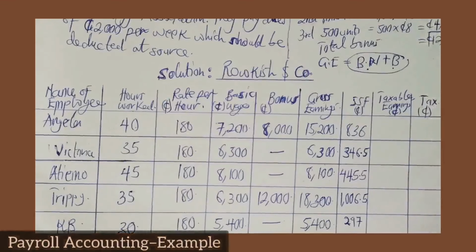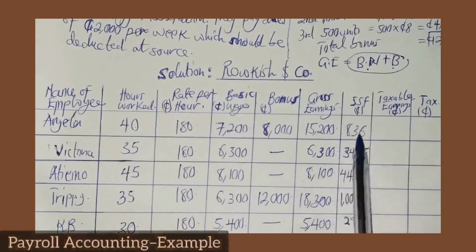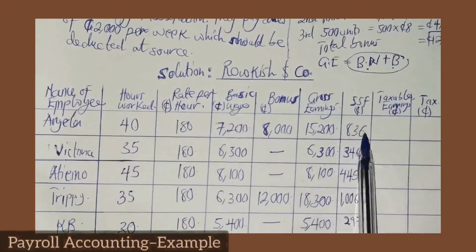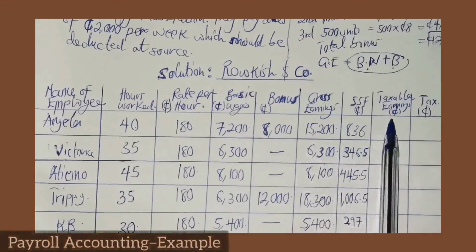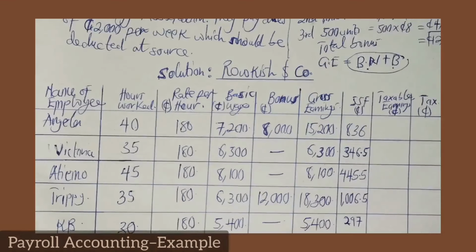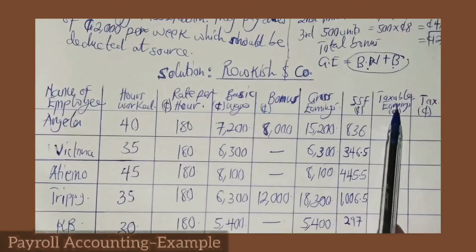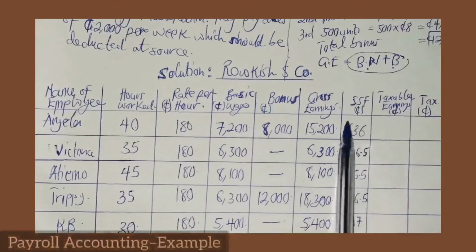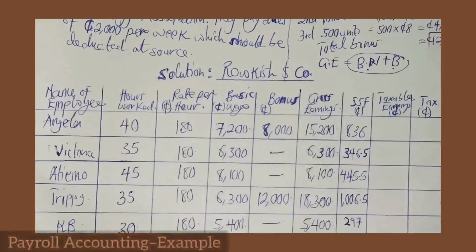The taxable earnings, this is what you're going to do. You subtract your SSF, which we said is a statutory deduction, which is first subtracted from what? Your gross earnings, before you can arrive at your taxable earnings. So the first statutory deduction, which is subtracted from your gross earnings before you can arrive at your taxable earnings, is what we call the Social Security Fund. Take note. So my taxable earnings is arrived at by subtracting the SSF of various employees from their gross earnings. Whatever is left is my taxable earnings.